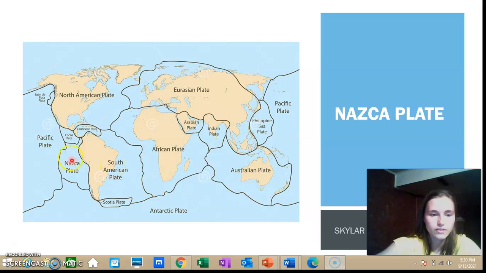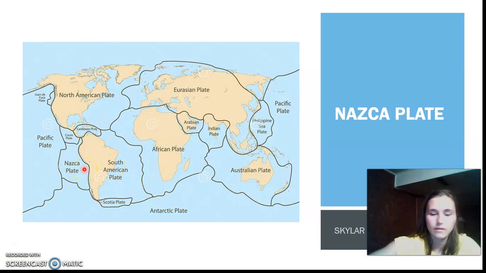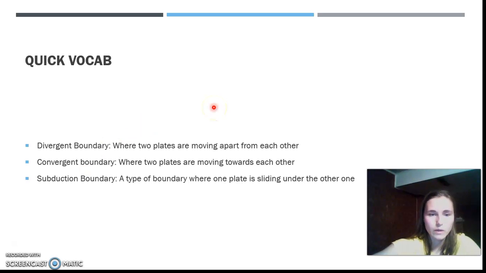Alright, so this presentation is going to be about the Nazca plate. Just some quick vocab before we get into the presentation. A divergent boundary is where two plates move apart from each other. A convergent boundary is where two plates are moving towards each other. And a subduction boundary is a type of convergent boundary where one plate will slide underneath the other plate.